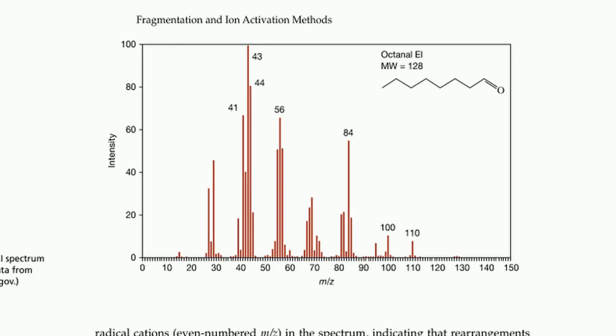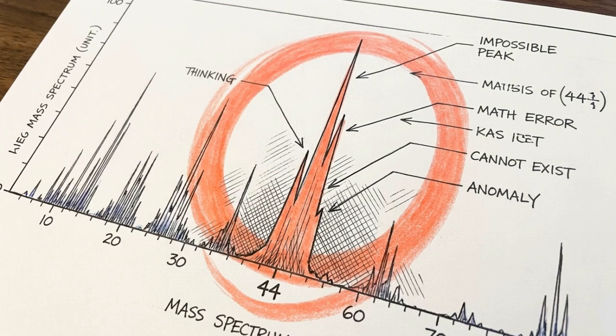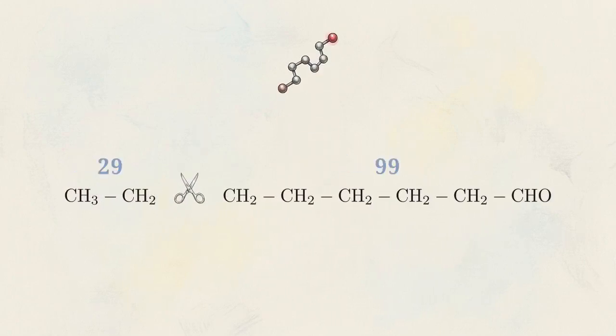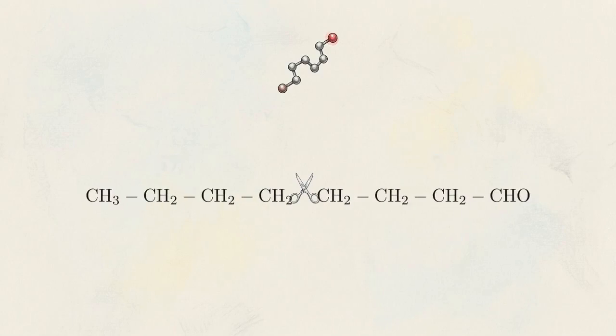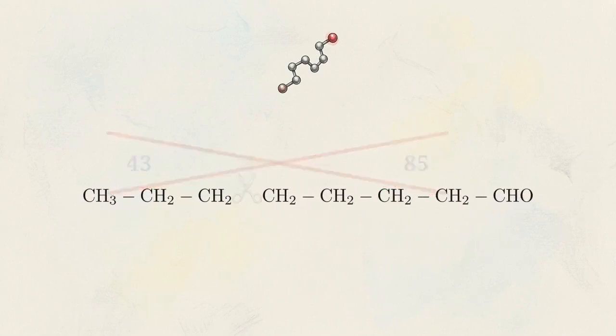But the dominant feature of this data is located on the far left. The base peak, the most abundant fragment produced by the collision, sits at mass-to-charge 44. This peak presents a mathematical impossibility under basic assumptions of how molecules break. Octanol is a straight-chain aldehyde. If you simply snap single carbon-carbon bonds along that chain, you cannot produce a fragment weighing exactly 44 mass units.